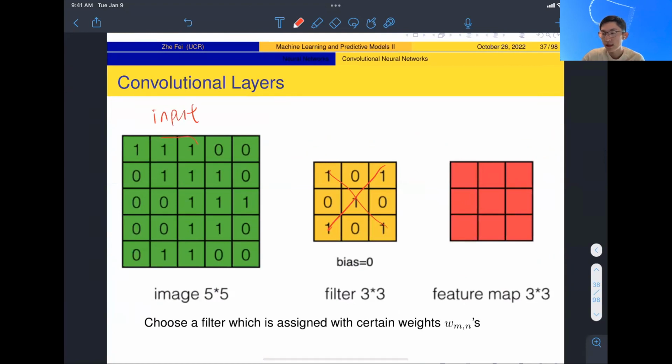So for example, the top leftmost location would be matched to the top corner in your feature map as well, right? So the direction that you move your filter doesn't matter, because there is a one-to-one correspondence.